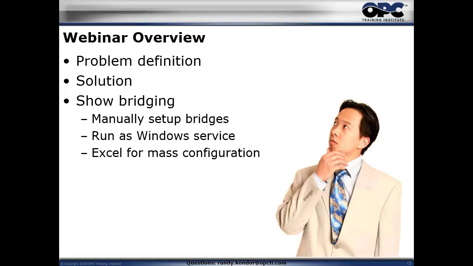In this webinar, we're going to cover the problem definition. What is the problem we're trying to solve? We're going to focus on the solution itself, and then I'll give an example of bridging where I'll show you how to manually set up bridges, run as a Windows service, and use Excel for mass configuration of items.